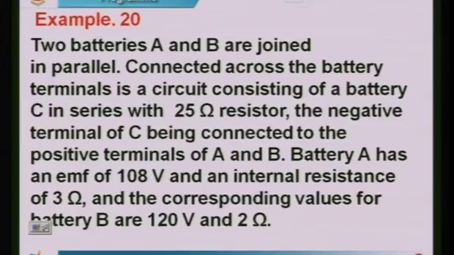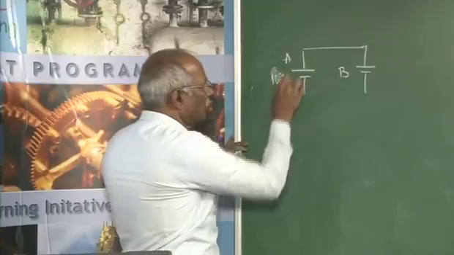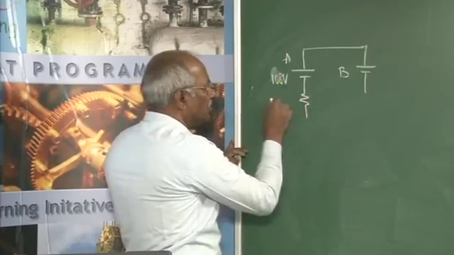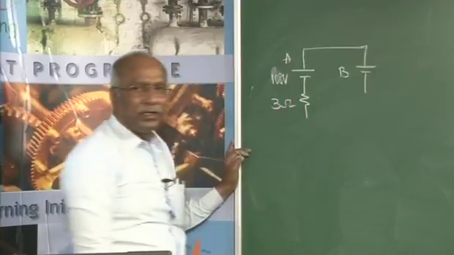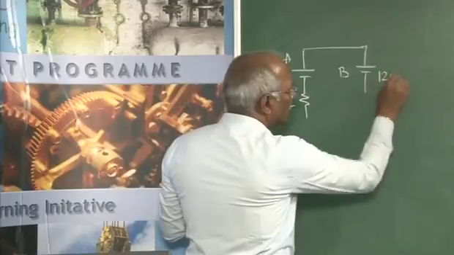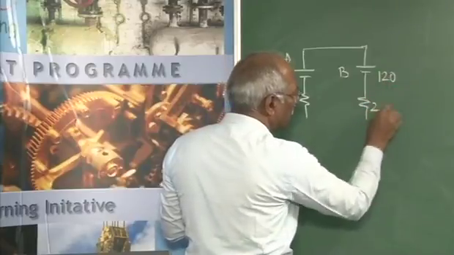Battery A has a voltage of 108 volts and an internal resistance of 3 ohms. The internal resistance can either be shown here or shown here. I will show it here. This is nothing but 3 ohms. Similarly, B has a voltage of 120 volts and a resistance of 2 ohms.